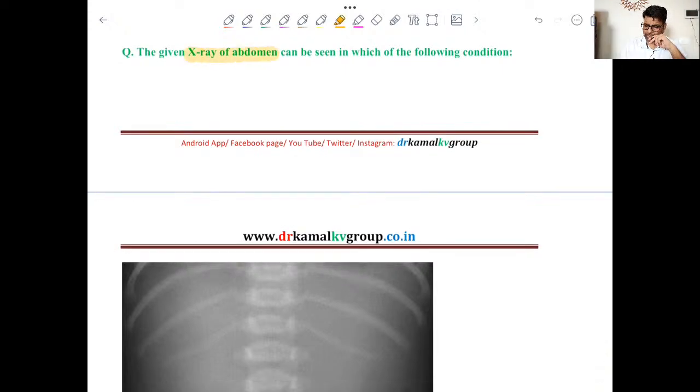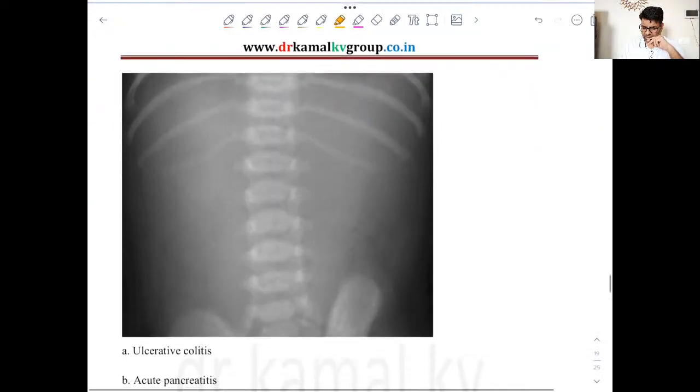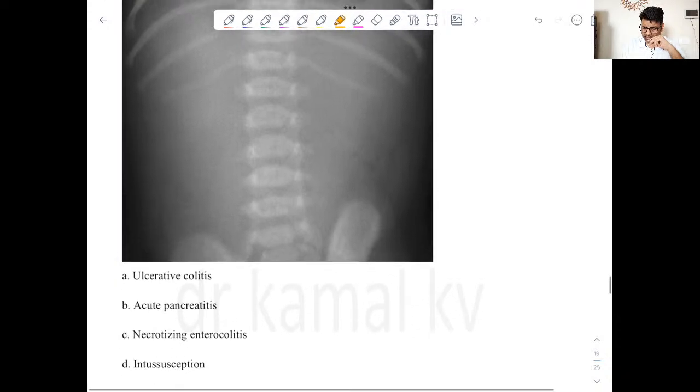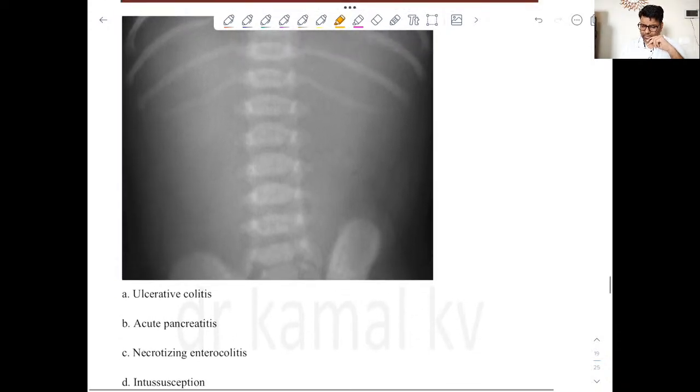Chalo, now an X-ray abdomen has been given, and we need to identify what it can be. So of course it is an X-ray. Yes, KK, we need to plan accordingly, but we need to go for laparotomy.